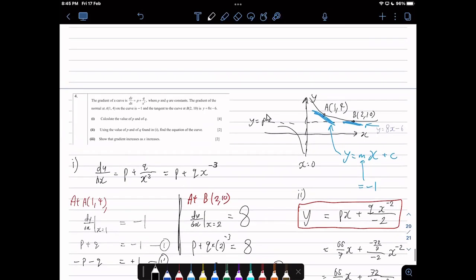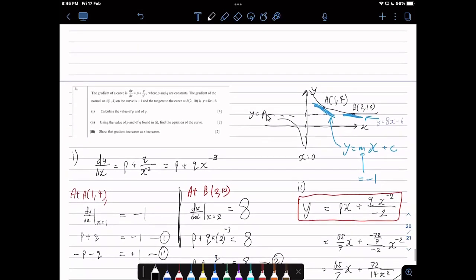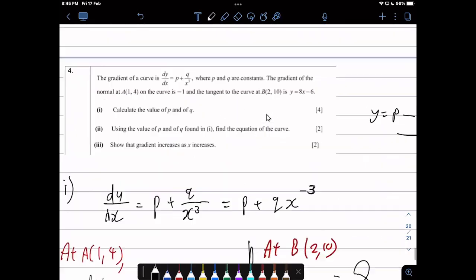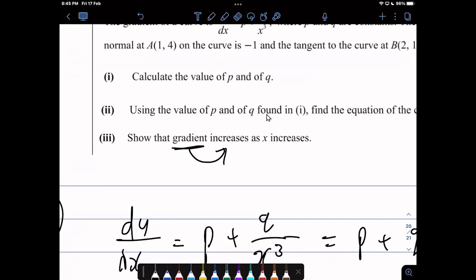Part 3. Show that the gradient increases as x increases. What does that mean? What increases? Gradient increases. Increases means increasing rate, or gradient function increases, right? How do you show that a function is increasing? More than 0. Of what? What's inside? Is it y? If they're asking you to show that the function y increases as x increases, then this will be y. But is that what they're asking you?